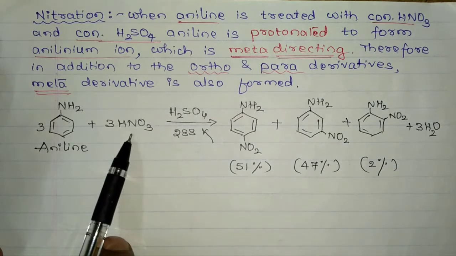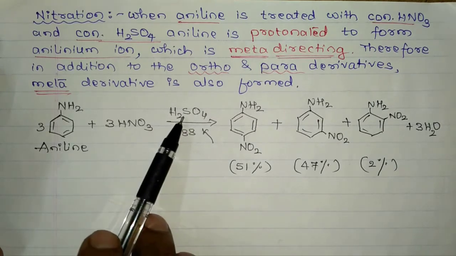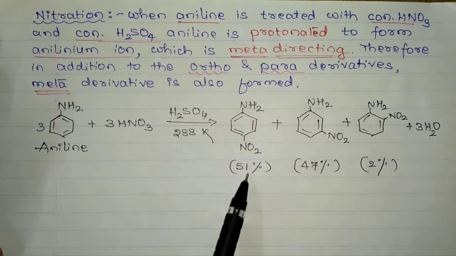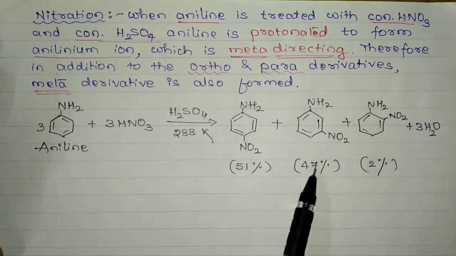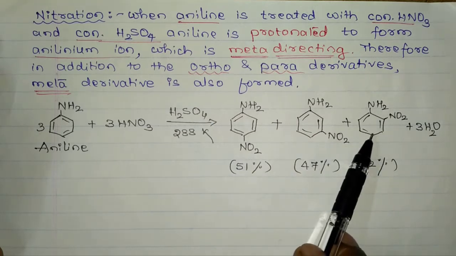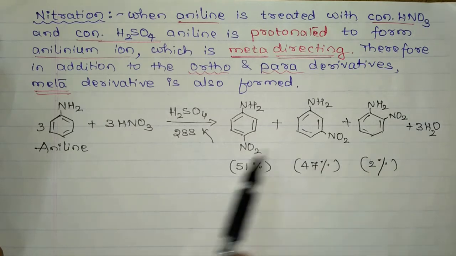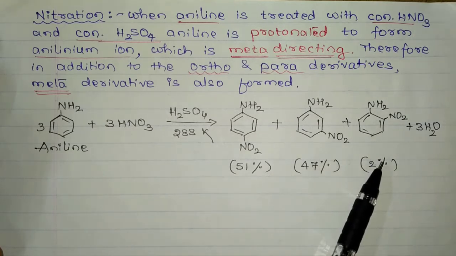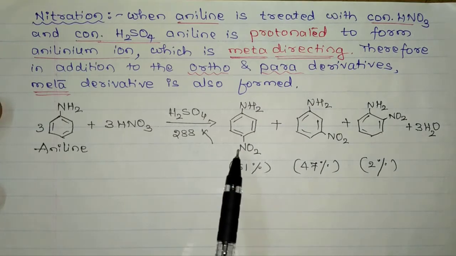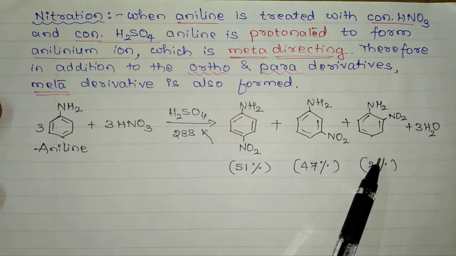Aniline reacts with concentrated nitric acid and concentrated sulfuric acid at 288 Kelvin of temperature. It gives 51% para product, para-nitroaniline, 47% meta-nitroaniline, and 2% ortho-nitroaniline. So you are going to get a mixture of products.